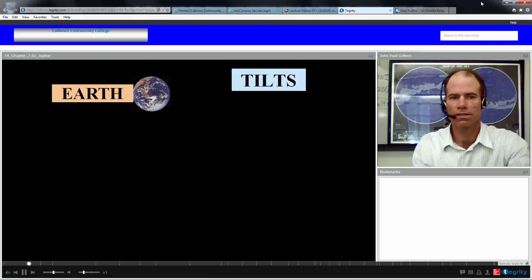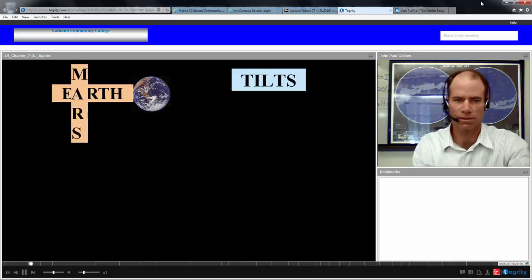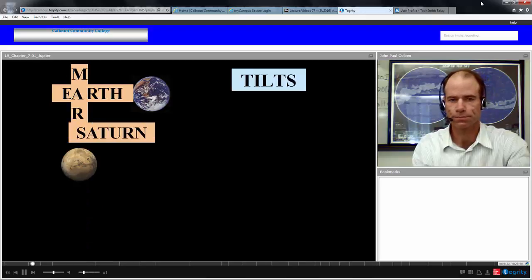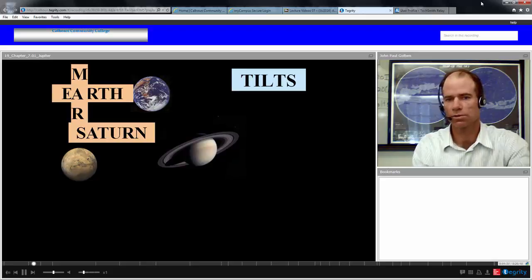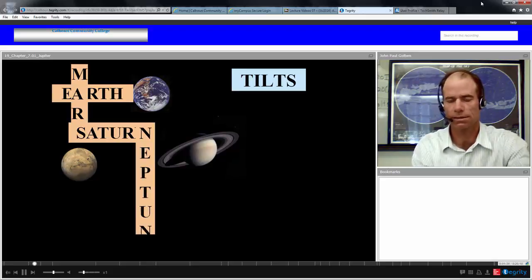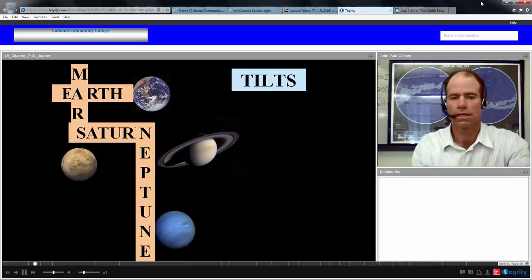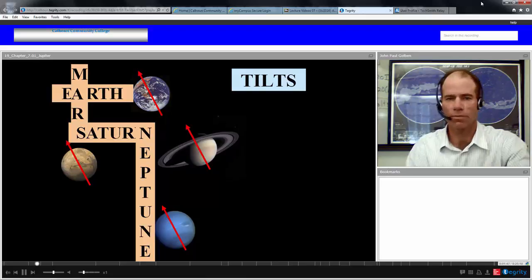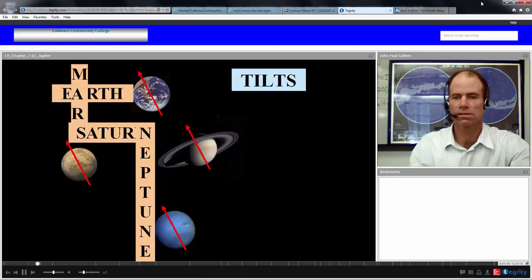If we compare the tilts of the Jovian planets, we know that Earth has a 23.5 degree tilt, and Mars is pretty close with a 24 degree tilt. Saturn is also pretty close with a 27 degree tilt, and Neptune a 29 degree tilt. So in terms of these 4 planets, their tilts are about the same range. Very similar.